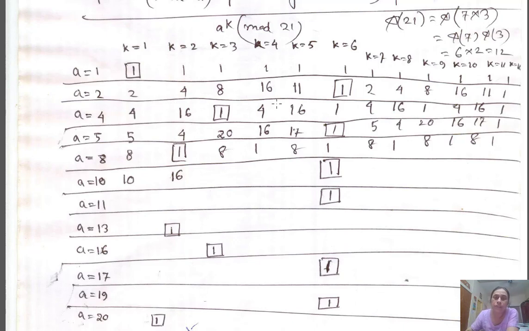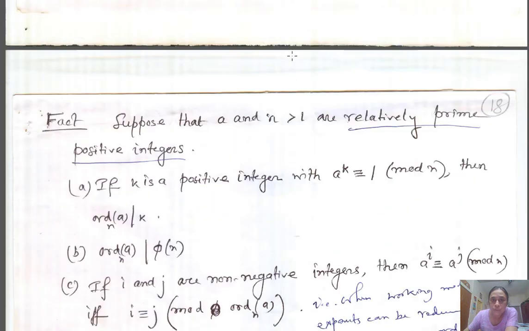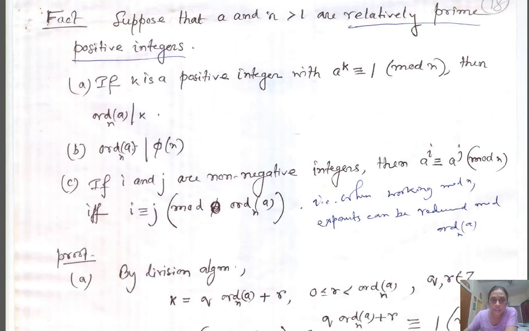In that way you can decide whether a primitive element exists or not, and what is the primitive element. So this way we can find the primitive element of Zn star. So this actually simplifies your calculation. You don't have to find all the powers of a. You only have to look into the factors of phi n and check whether a to the power of those factors is giving you 1 or not.